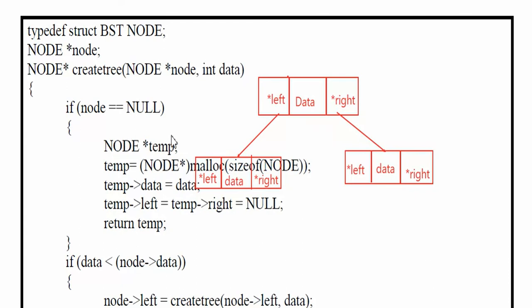So here node is equal to temp. For temp we allocate the memory, and then temp data will be put in this particular location, and temp left and temp right are set to null. Initially, if this is the only node I have created, then the left child and right child won't be there, so we make them null and return that node as the first node of the tree.